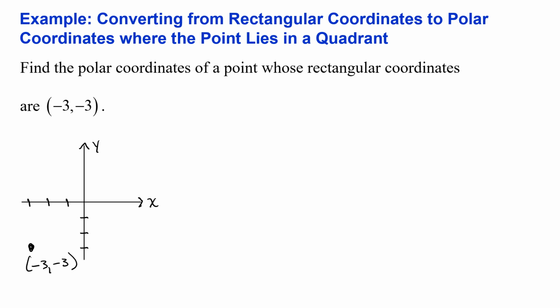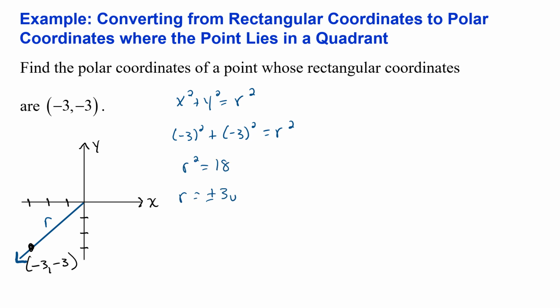In step 2, let's find the distance r from the origin to the point. So first, let's sketch a ray starting at the pole, passing through the point (-3, -3). Now, we know that x squared plus y squared equals r squared, and substituting the values of x equals -3 and y equals -3 from our ordered pair, we have the quantity -3 squared plus the quantity -3 squared equals r squared. Solving for r, we get r squared equals 18, or r equals plus or minus 3 square roots of 2.